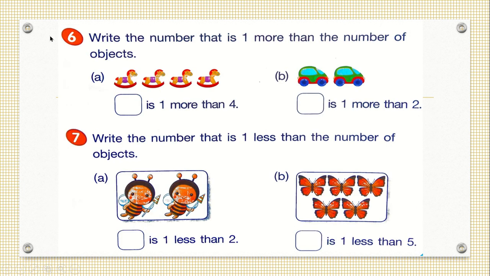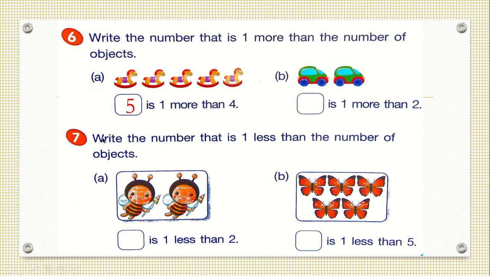Okay. Number 6. Write the number that is one more than the number of objects. Look, how many objects do we have? 1, 2, 3, 4. Now we say one more. Yes. Now, one more than 4 is 5. Okay? Write your answer for B.